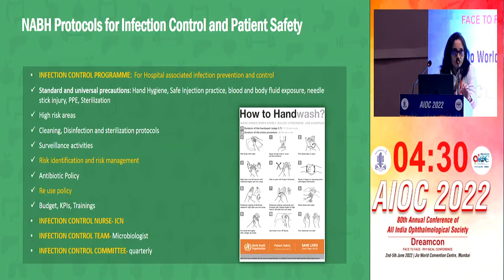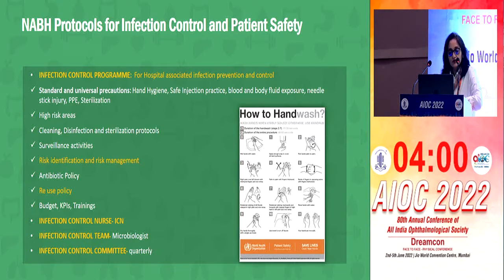Now, infection control program. This manual we are supposed to prepare as per NABH guidelines, and so many points we are supposed to cover, like standard and universal precautions, which would include your hand hygiene, safe injection practice, any blood or body spillage, needle stick injury, PPE, or even post-exposure prophylaxis, sterilization. You have to define high-risk areas in your hospital. Which all are high-risk areas? Your OT, CSSD, your biomedical waste disposal area.